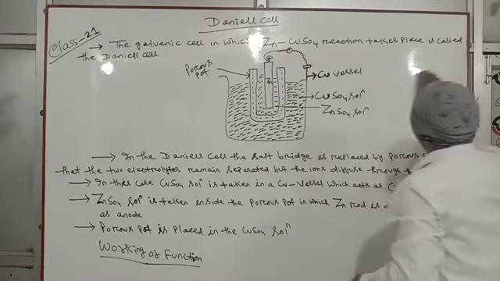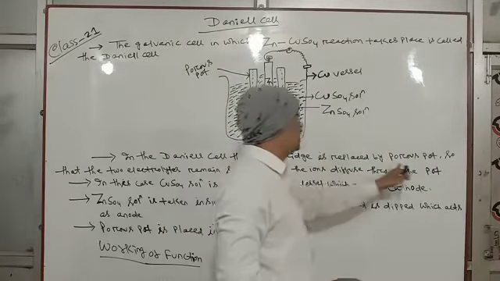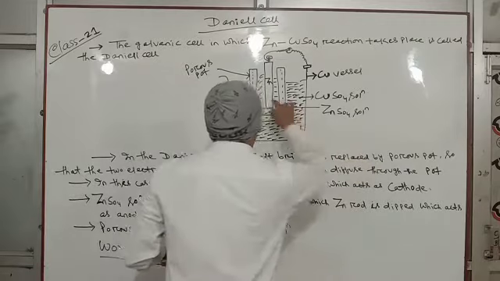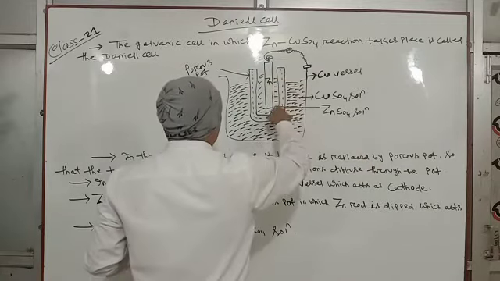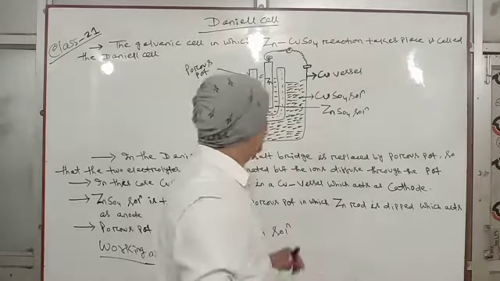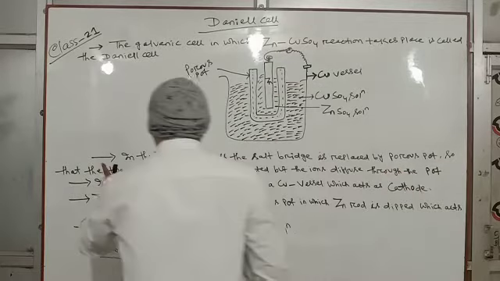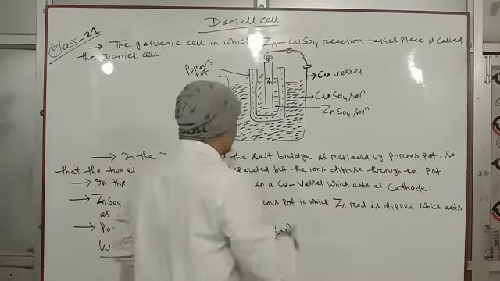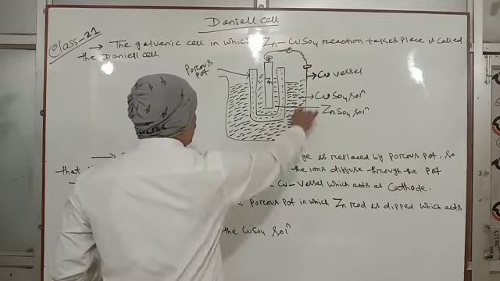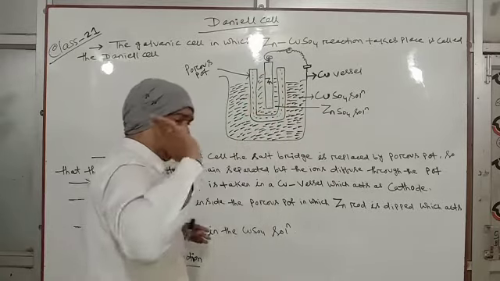Next point: in the Daniell cell the salt bridge is replaced by a porous pot. In the galvanic cell a salt bridge is used, and in the Daniell cell a porous pot is used, so that the two electrolytes remain separated, but the ions diffuse through the pores. The two electrolytes, zinc sulfate and copper sulfate, remain separated, but the ions will diffuse and pass through the pot.